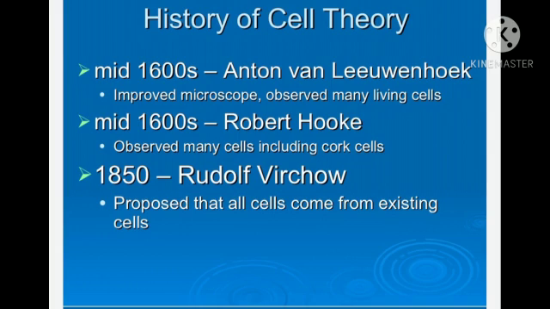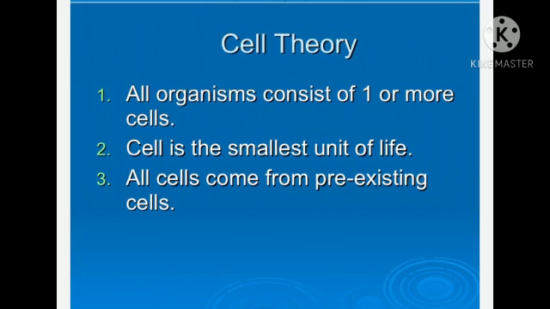History of the cell theory. The three main important scientists, Anton van Leeuwenhoek, Robert Hooke, and Rudolf Virchow, proposed the cell theory. Rudolf Virchow proposed that all cells come from existing cells. And what is an existing cell? From the previous cell only, the new cell will arise.